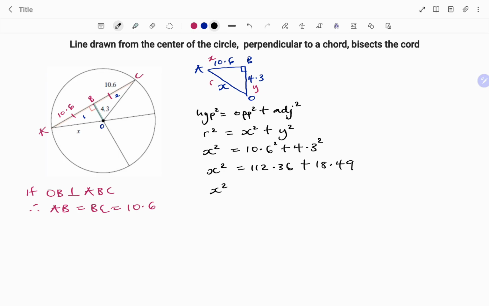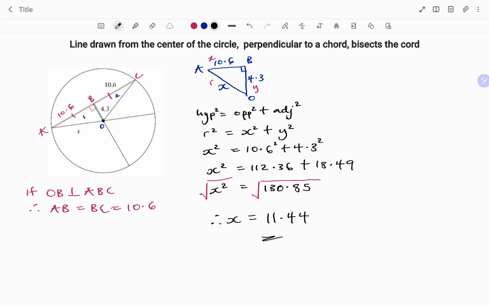Therefore, my x squared equals 130.85. To find x, I'm going to find the square root of both sides. Whatever you do on your left, you do on your right. Therefore, my x equals 11.44 to 2 decimal places. Let's look at one more example.